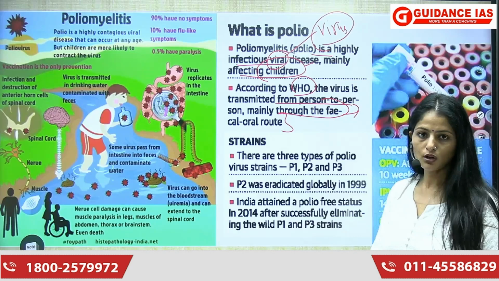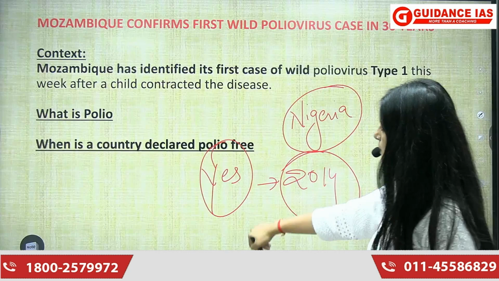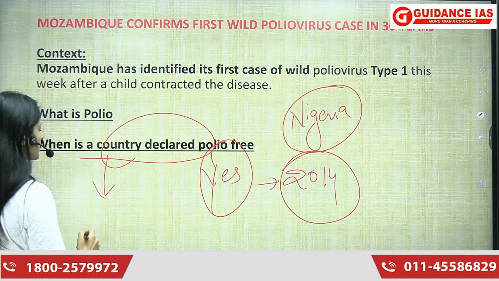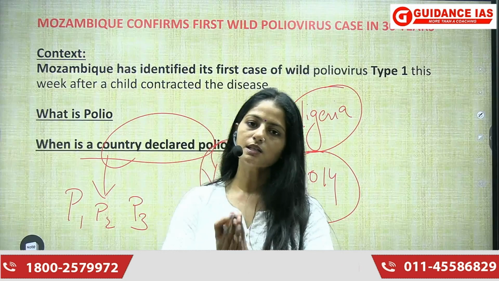How it transmits. Strains की अगर हम बात करें तो तीन strains होते हैं polio के, P1, P2 and P3. और जो ये question अभी हमने पीछे देखा था कि इसका eliminate हम कब, when is a country declared polio free? तो किसी भी country को declare करने के लिए polio free, ये जो तीनों strains हैं P1, P2 and P3, इन तीनों strains को खत्म होना पड़ता है तभी हम किसी भी country को polio free declare कर सकते हैं.